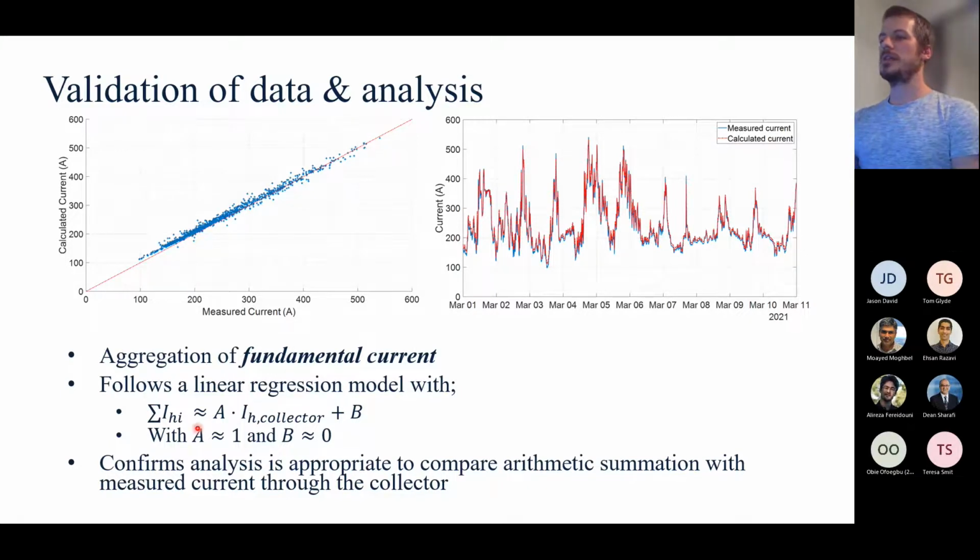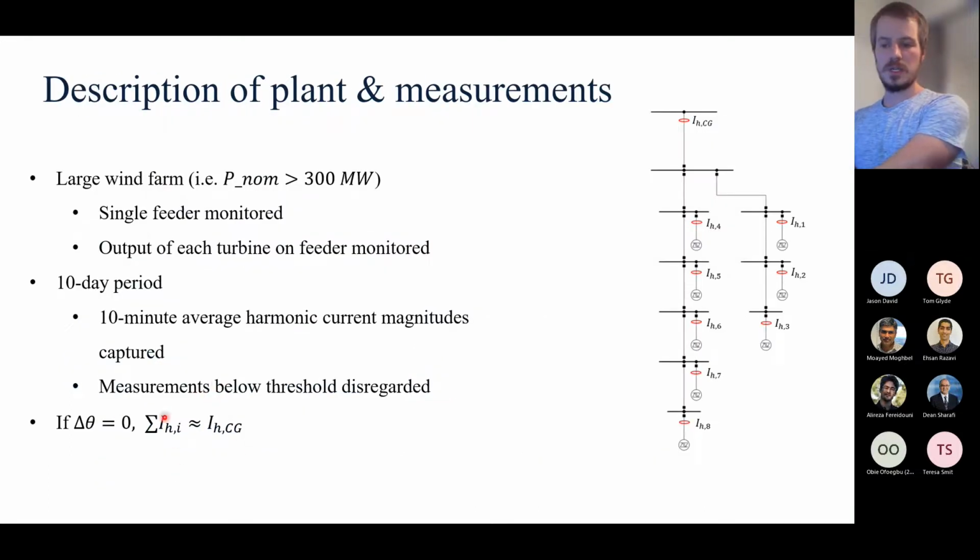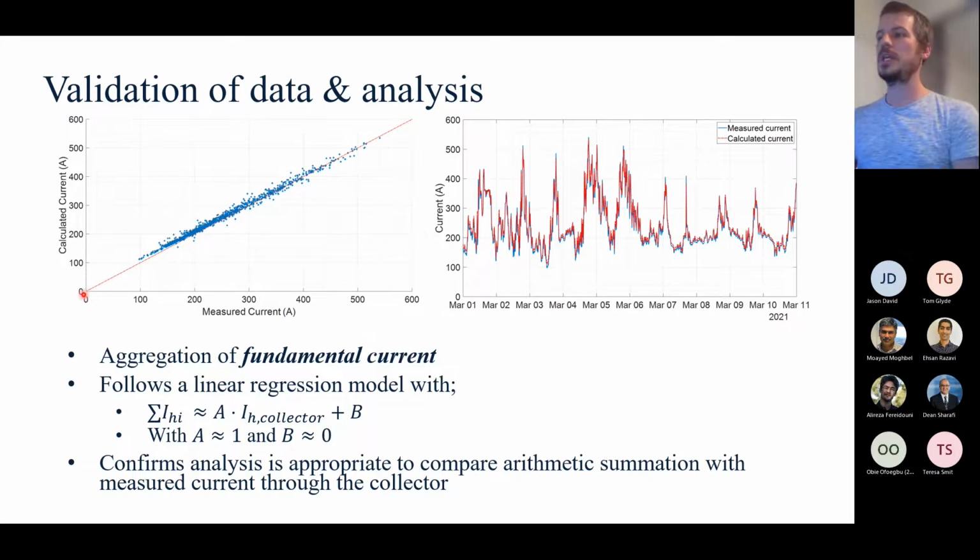It also is quite interesting that what we've got here is the measured current through the collector feeder and also the calculated current. So this is simply the summation of all of the individual generators on the y-axis. And if this is a good assumption, if there is no phase angle between individual harmonic sources, we should get roughly a straight line that we can draw through most of the scatter points with roughly a gradient of 1. So at 100 amps for the measured collector current, we should see a calculated current of roughly 100 amps, 200, 300, and so on. And we should see roughly a y-intercept of 0.